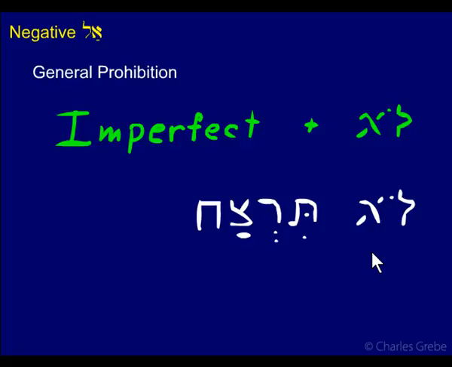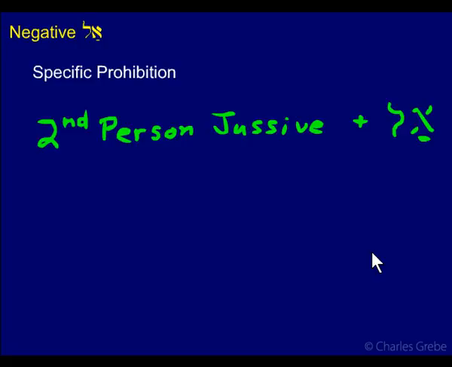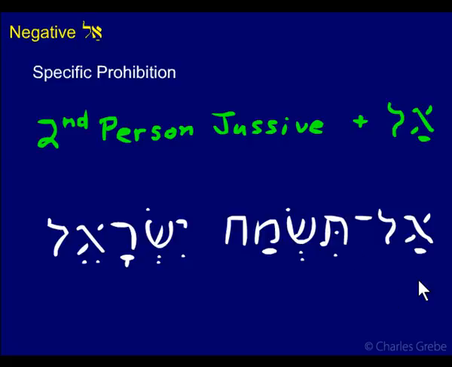Now the other construction is for specific prohibition: second person jussive plus al. And again, al goes with jussive, lo goes with the imperfect. Now we have a second person jussive. Remember I gave you a little warning that this was coming. So we have something like this: al tismach Yisrael. Now this here looks like the imperfect second person. But we know it isn't.